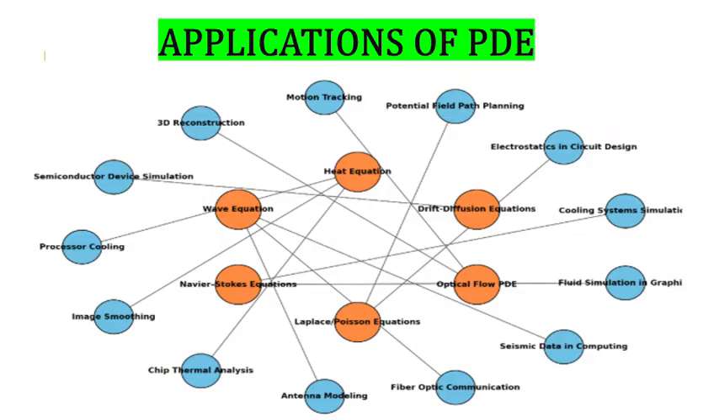Some of the applications of PDE. The partial differential equations are the heat equations, wave equations, Navier-Stokes equations, Laplace or Poisson equations, optical flow PDE, and drift diffusion equations. All are partial differential equations, and the applications of these equations can be found in these fields. For example, the application of the heat equation can be found in processor cooling, image smoothing, and chip thermal analysis.